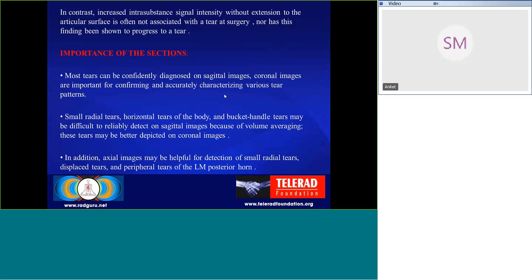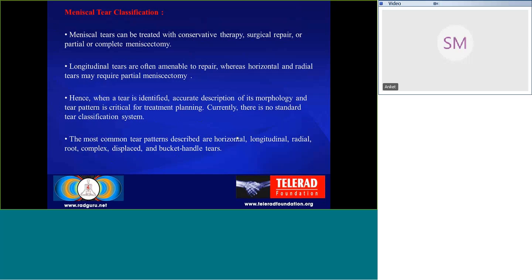Small radial tears, horizontal tears of the body, and bucket handle tears may be difficult to reliably detect on sagittal images because of volume averaging. So in case of small radial tears, horizontal tears of the body, and bucket handle tears, try to depict and see the findings on coronal images as well. In addition, sometimes axial images are very helpful in detection of small radial tears, displaced tears, or peripheral tears of the posterior horn of the lateral meniscus.